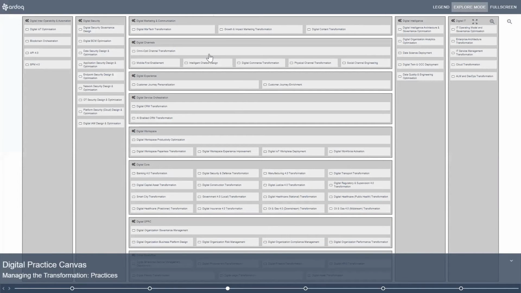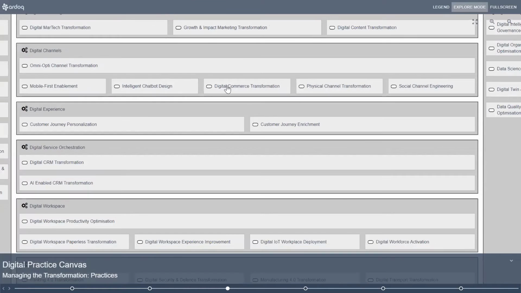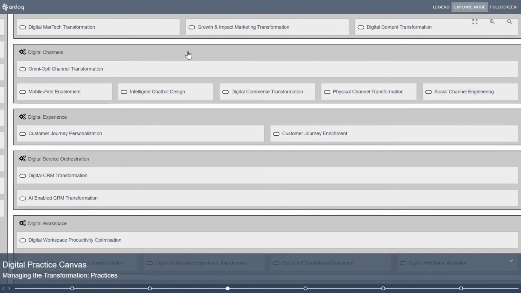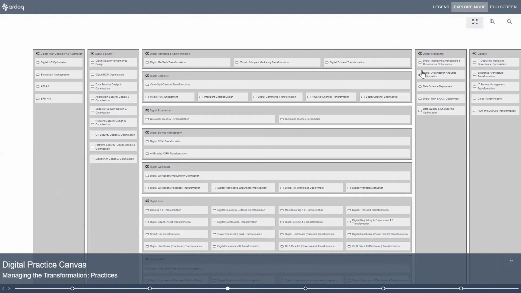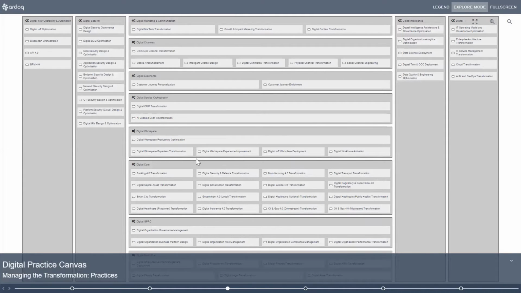However, when I move to the practice canvas, I can see that these capabilities, or rather the maturing or transformation of these capabilities, can be managed through the execution or the activation of these master practices and practices. So managing my omni and opti-channel transformation, managing my mobile first enablement, so of course ensuring that my channels are available through mobile devices or mobile interactions, intelligent chatbot designs and interactions, commerce transformation, and channel engineering. And what we have done with this particular practice canvas is define for each of the domains previously illustrated in the digital canvas, key practice areas that organizations can use for their digital transformation activation.